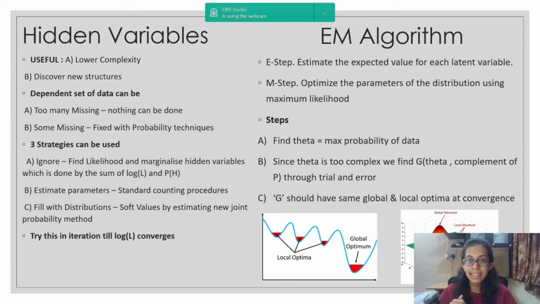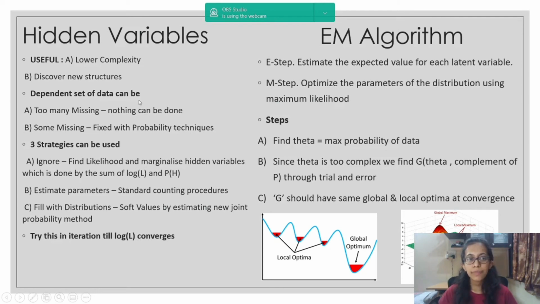So let's say some of those variables are hidden, then the complexity of that model may reduce. So that is the first reason. The second is discovering new structures: maybe if we remove some of the variables, or some of the variables are not present, we may get a different model that is more accurate than the previous models. So these are the two reasons why we study these types of models.